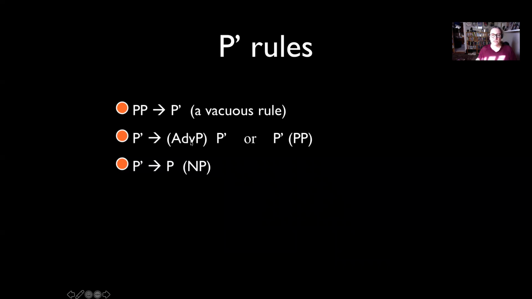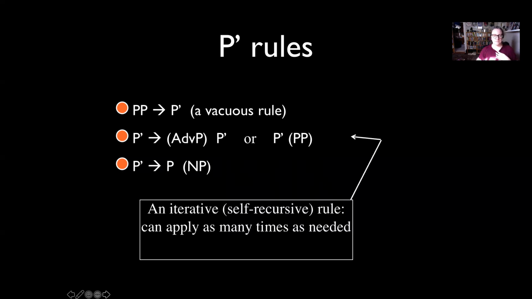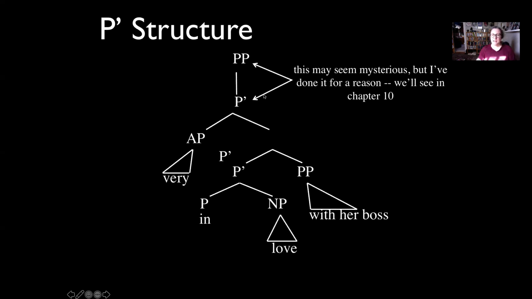All right, P-bar goes to, or consists of, an optional adverbial phrase and a P-bar, or a P-bar and a prepositional phrase. And then a P-bar consists of a preposition and a noun phrase, which is what we're accustomed to. If you think about diagramming from the bottom up, right, you get that preposition and noun phrase, and now you'll put a P-bar above it. Again, that middle rule is an iterative, a self-recursive rule where prepositional phrases and noun phrases can be nested within each other. Again, we'll see that we do this for a reason in chapter 10.